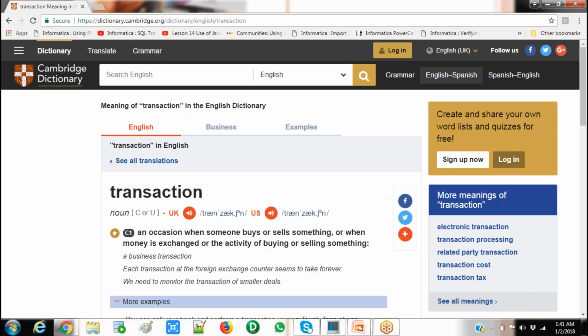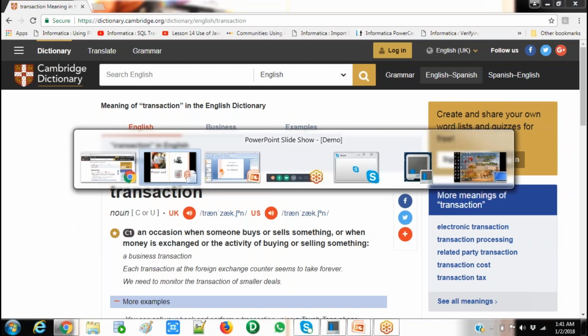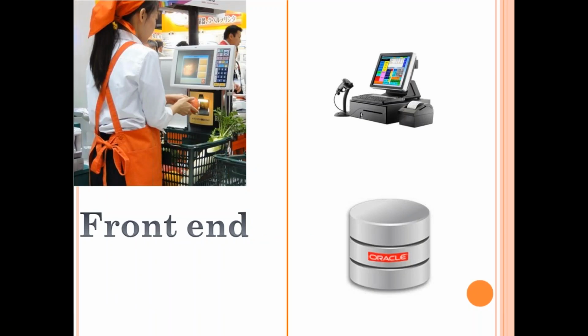If you look into the dictionary, the meaning of transaction is an occasion when someone buys or sells something, or when money is exchanged, or the activity of buying or selling something. That means when customers come and buy something, we use these computerized systems to give fast and accurate service. That is why we call it online transaction processing. Why we add the word online is that nowadays database systems can be accessed online also. For example, online ticket booking systems and ticket booking through mobile apps and so on.